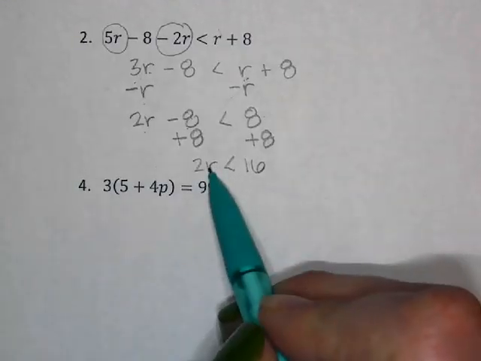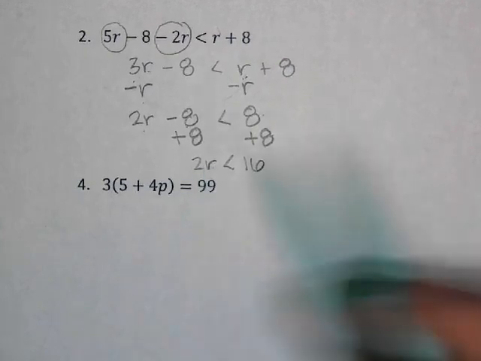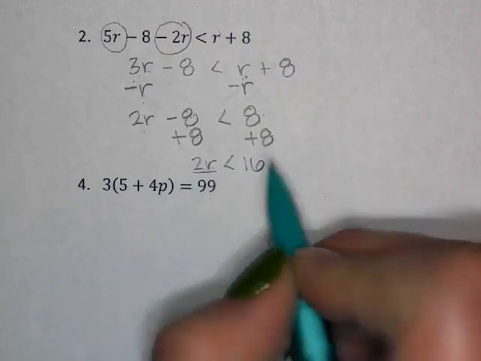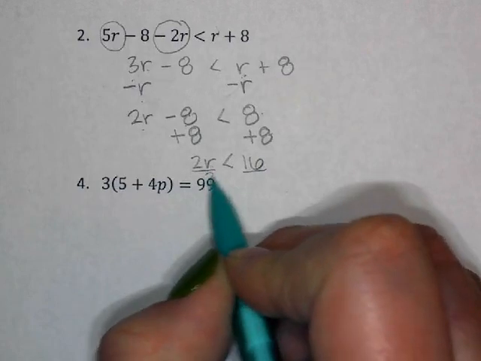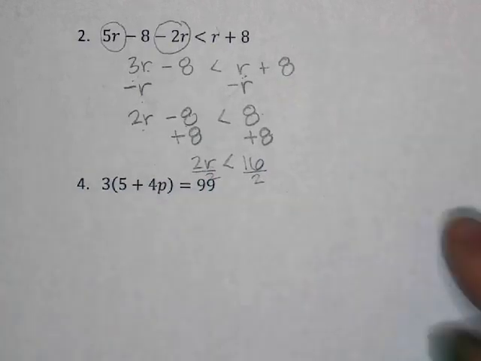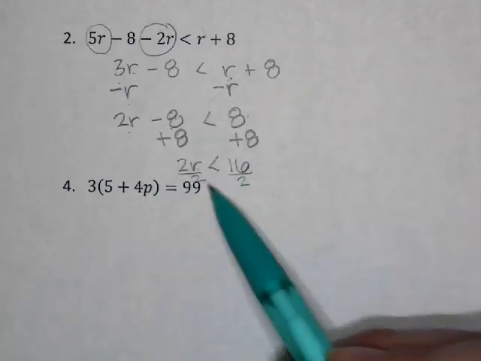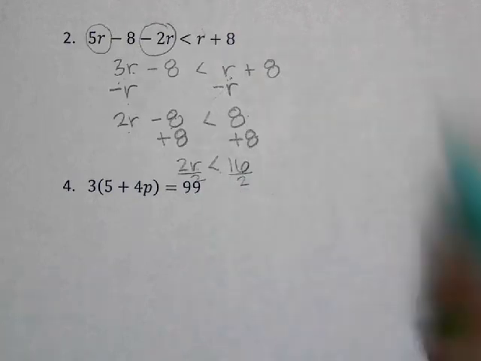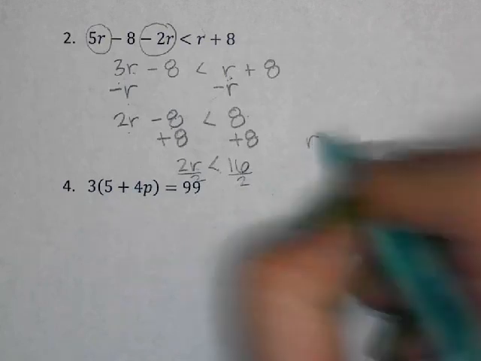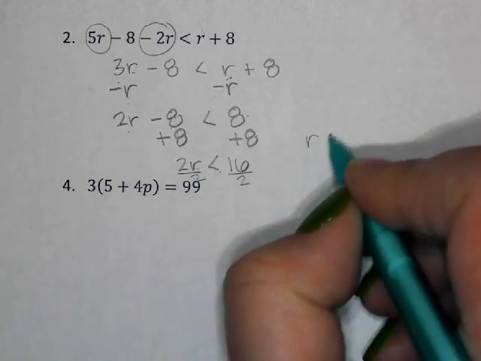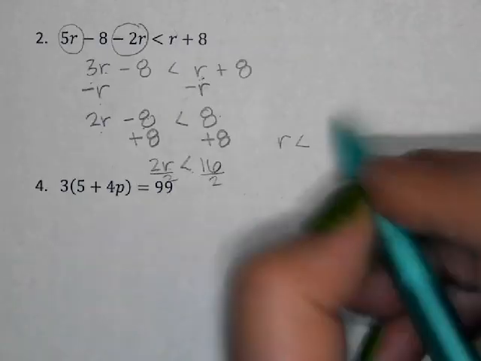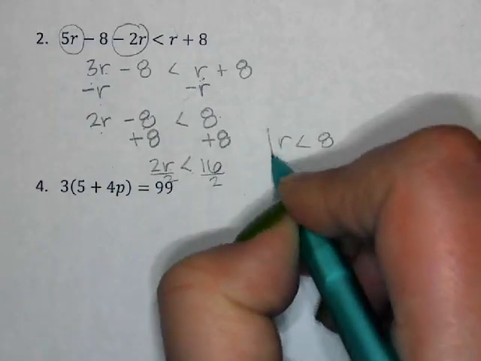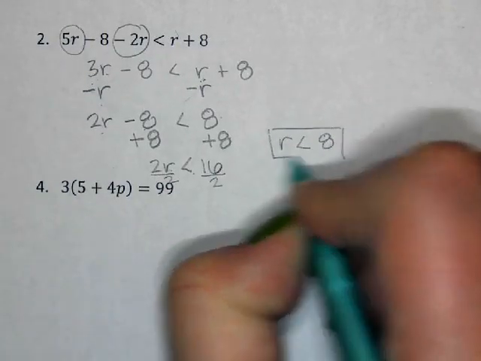Okay, and then to get the r alone, we have a 2 and an r being multiplied. So to undo that, we're going to divide by 2. Perfect. And then when we divide by 2, do we have to flip the symbol? No, it's not negative. We don't flip the symbol. So we just get r is less than 8. Perfect.